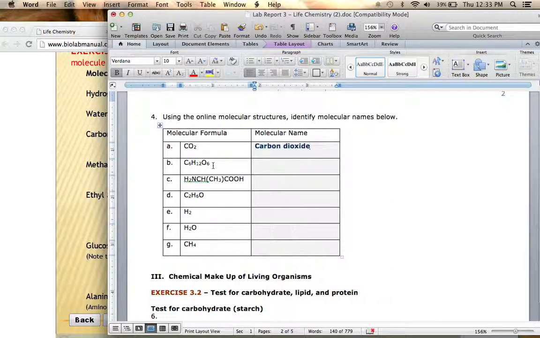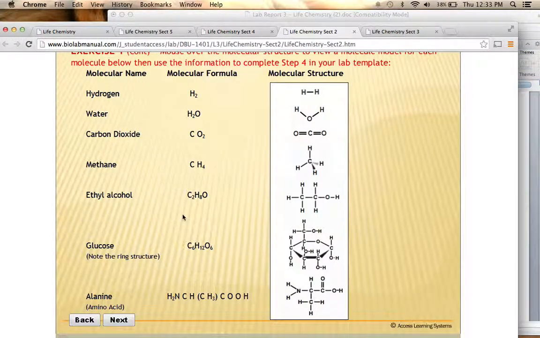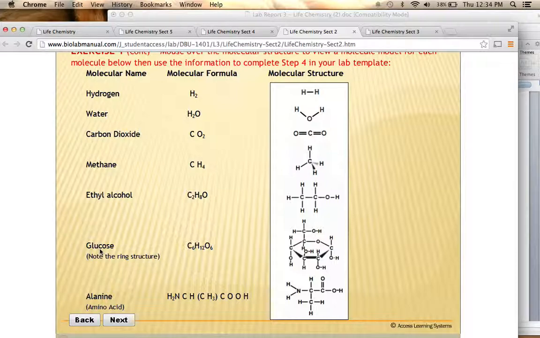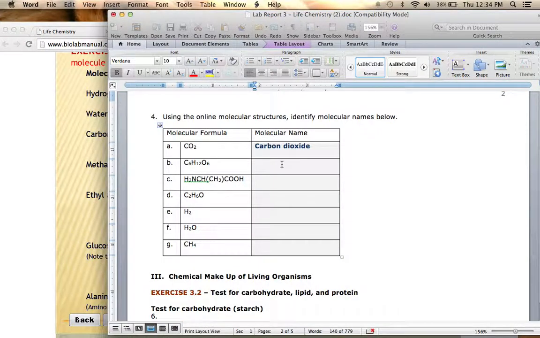Let's look at the second one, C6H12O6. Well, that's down here, C6H12O6. Here's the structure. You can see both the 3D and the organic chemistry form of the structure. It's a ring. And the name of that is glucose. So that's what you'll do to fill out the rest of this table.